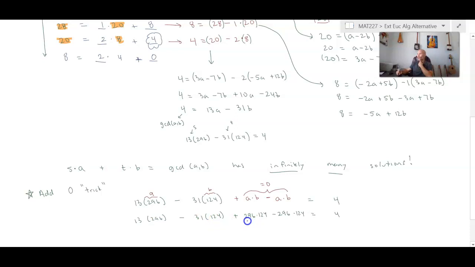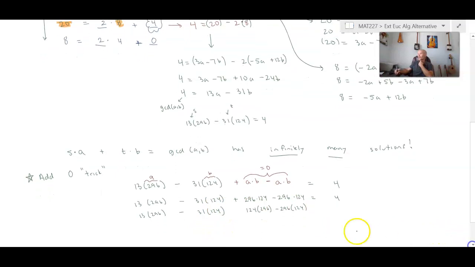So if I rewrite 296 times 124 as 124 296s, and I write this as negative 296 124s, like this, then I can see that these are like terms right here. These two are like terms.